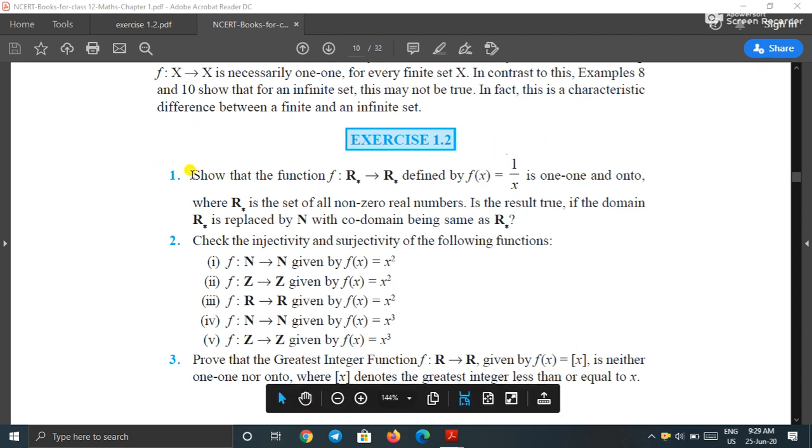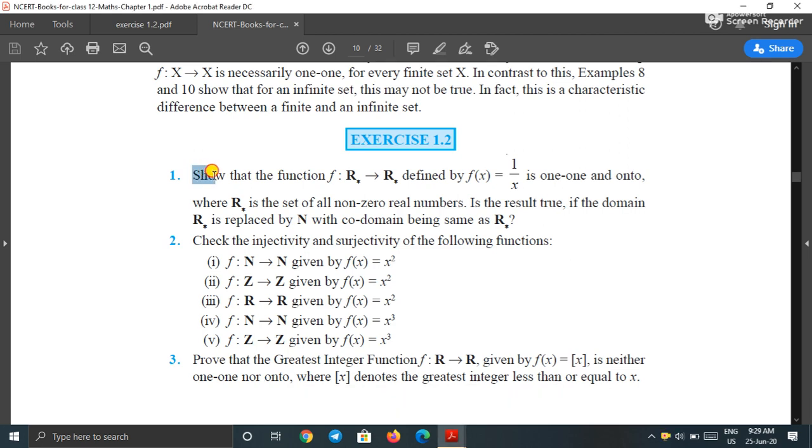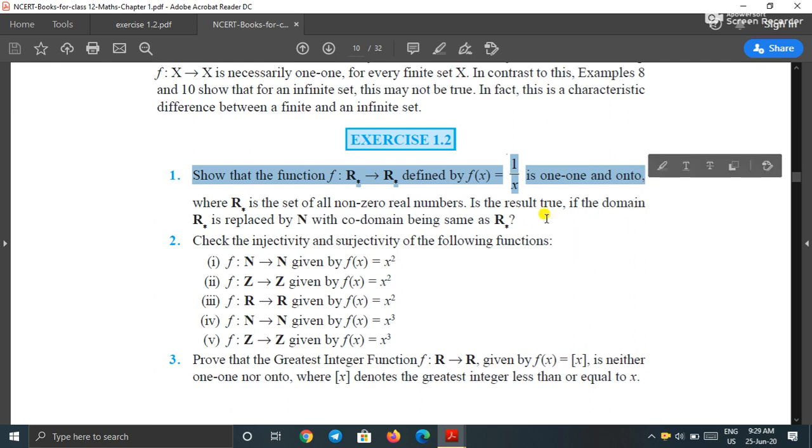See, question number 1 from exercise 1.2. Show that the function f from R star to R star defined by f of x is equal to 1 upon x is one-one and onto. We have to show that this mapping f is one-one and onto, where R star is the set of all non-zero real numbers. Meaning, in R star all real numbers except 0 are included. So let us see the solution of this question.